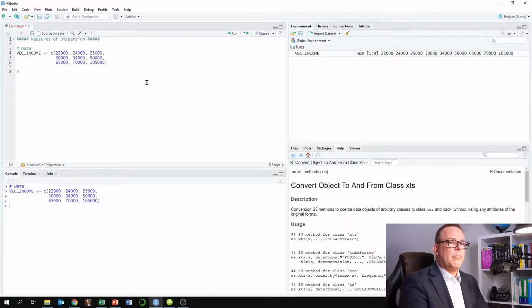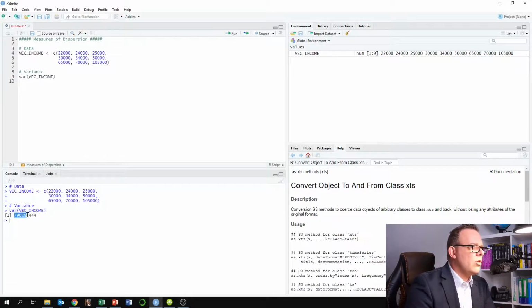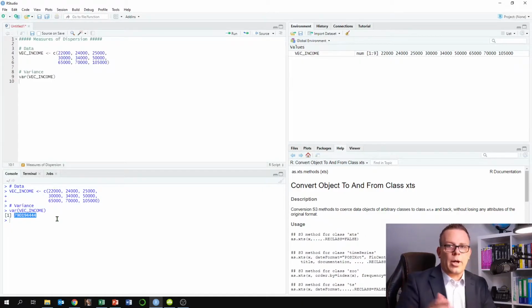And the first measure of dispersion is the variance. Okay, so the command for the variance is simple. It's var, and of course I have to hand over our vector income. And I just run this and I get this enormously large number here, 790,194,444 euro squared. What? Euro squared? Well, later on we're going to discuss why it's euro squared, but it's a squared number here. Accordingly, it is very, very large.